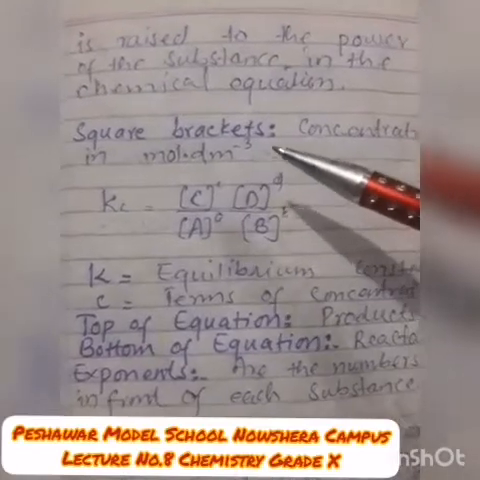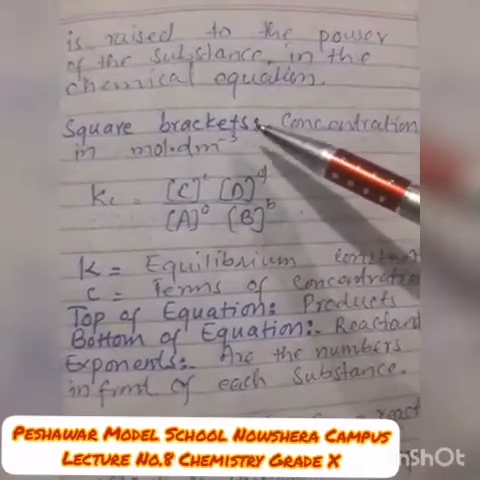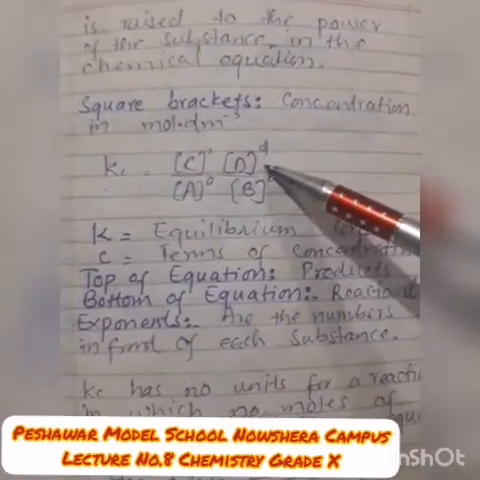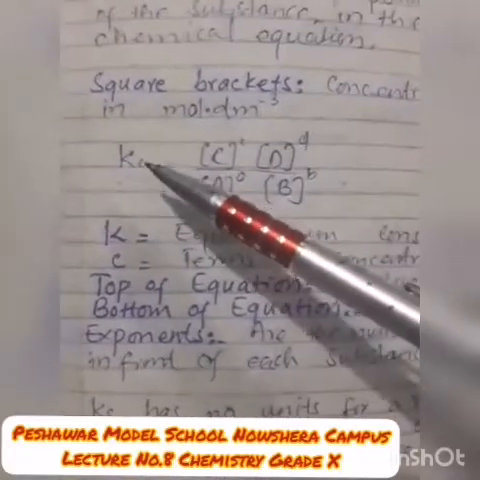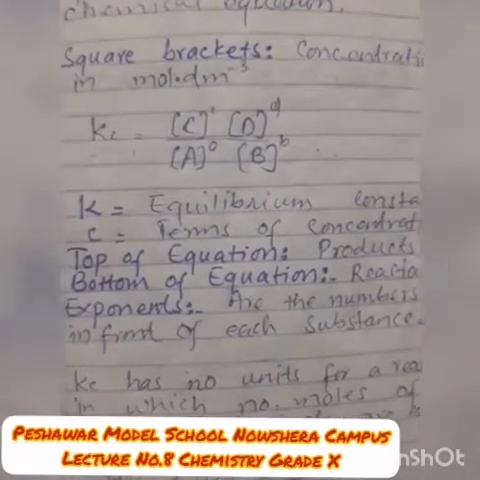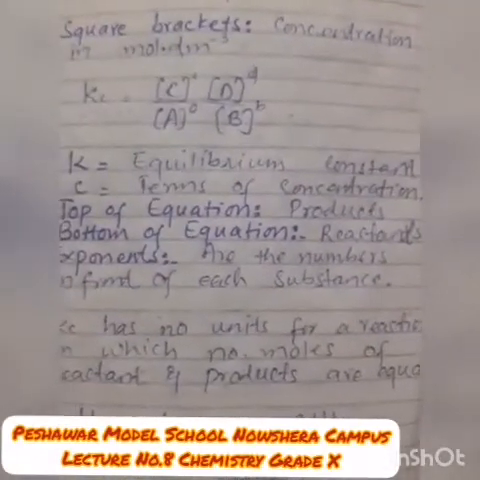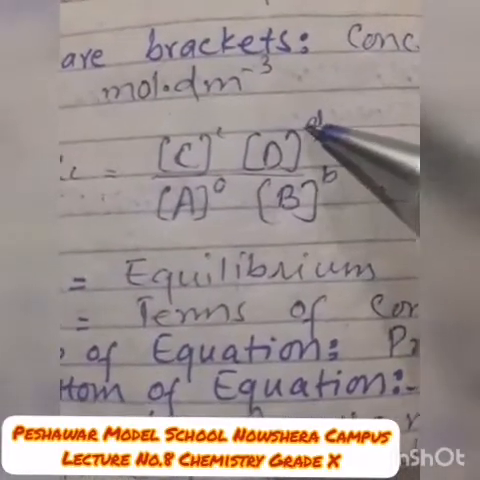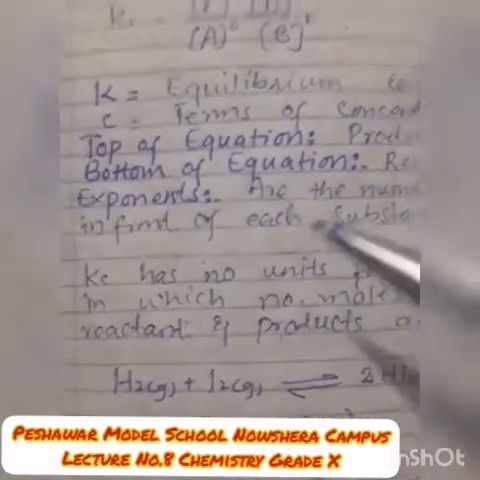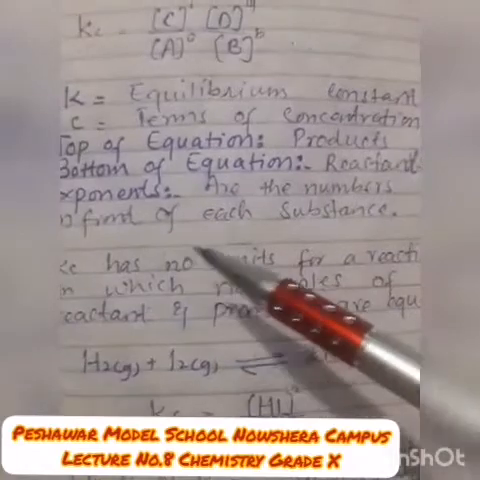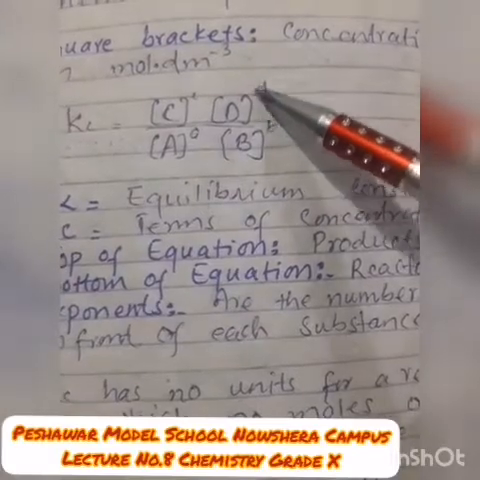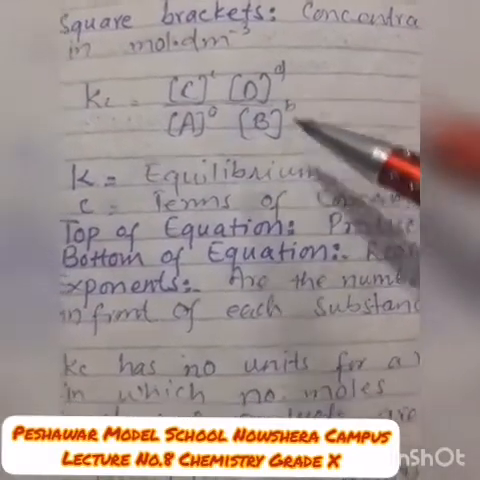Okay, now look at here. In this equation, these square brackets show the concentration in mole per decimeter cube, and the K shows the equilibrium constant. The c shows the terms of concentration. At the top of the equation, these are the products. At the bottom of the equation, these are the reactants. And the exponents are the numbers in front of each substance, meaning these will be the moles in any balanced chemical reaction.